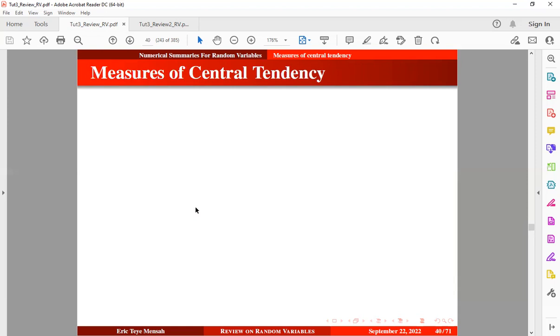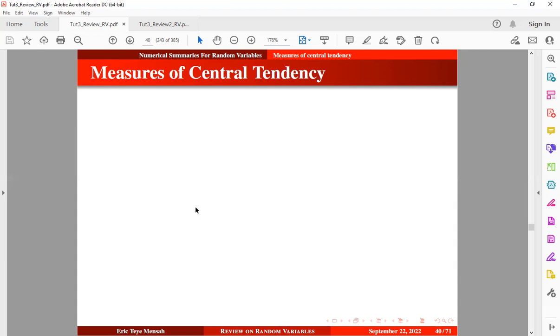All right, so now we want to take a look at some numerical summaries for random variables. To begin with, there are four numerical summaries in statistics: the measures of central tendency, also known as averages, measures of dispersion, measures of position, and measures of shape. But in this tutorial, we will just focus on the measures of central tendency, measures of dispersion, and measures of shape. With measures of shape, we are going to use moments and moment generating functions to derive it. So let's begin with measures of central tendency.